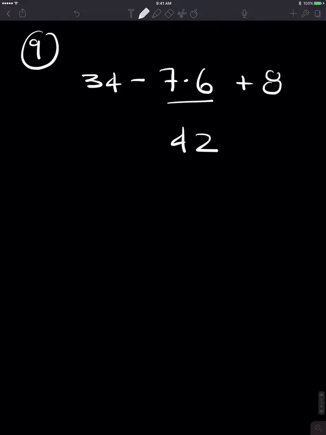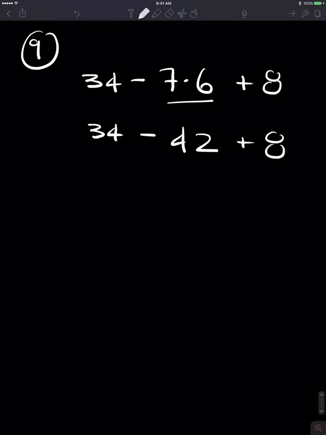Number 9. We have 34 minus 7 times 6 plus 8. Order of operation says I multiply before I add or subtract. So I'm going to take the 7 times the 6, and I'm going to get my 42. Don't forget, I have 34 minus and a plus 8.